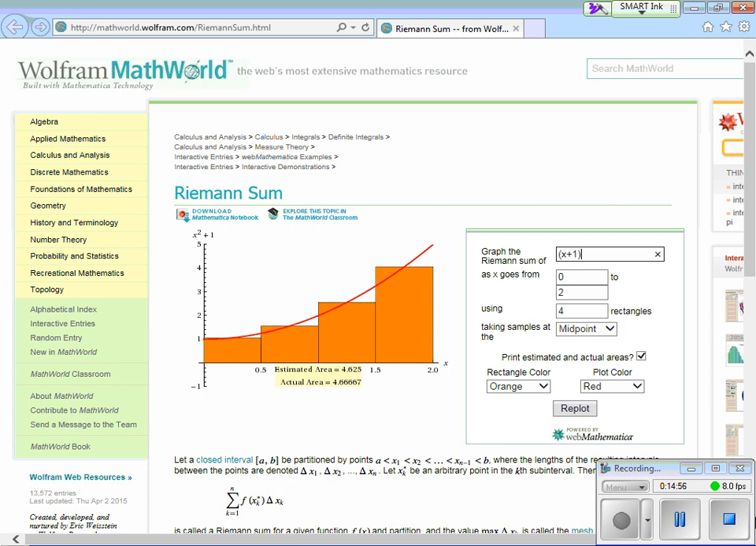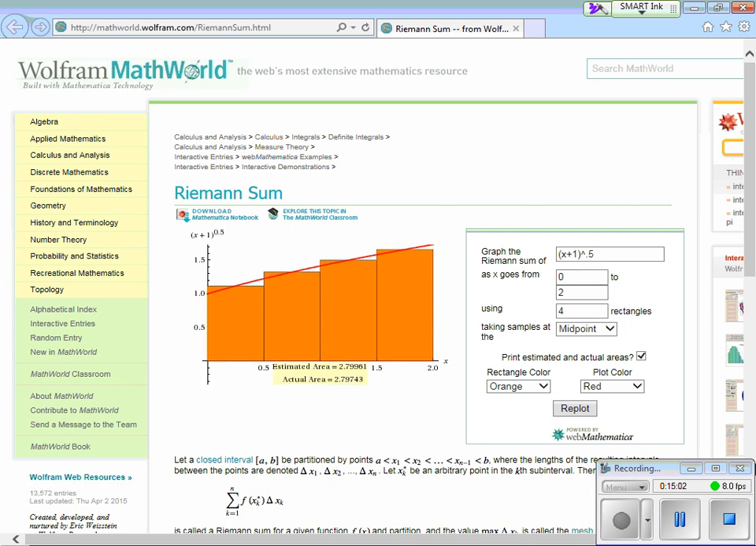I would just do x plus 1 and then raise it to the 0.5 power. Okay, that would give me the square root of that. And then obviously you can switch the number of rectangles you're using and things like that. Okay, so does everyone see how this works?